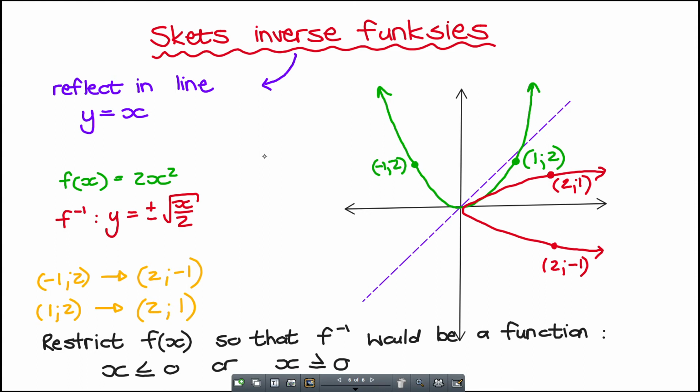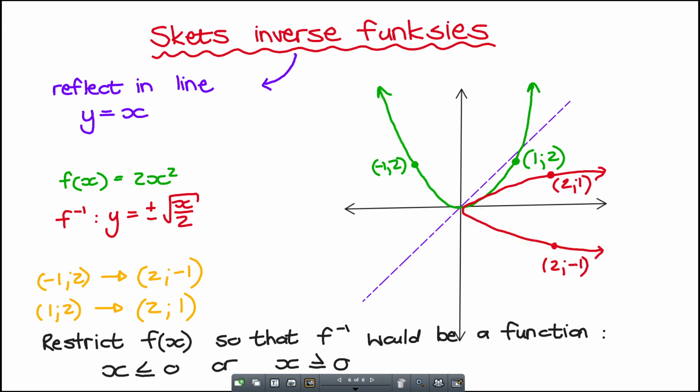Right. So if I say x is less than 0, it means I'm working with that arm. So the arm on the left-hand side I took away. So now we only have this. If I get the inverse of just that arm, look at the coordinates. Minus 1, 2 became 2 minus 1. So the inverse would then just be that. And if I just have that arm, this one, and I do vertical line test, it's only going to touch the line once. So then it would be a function. Does it make sense, Awa?